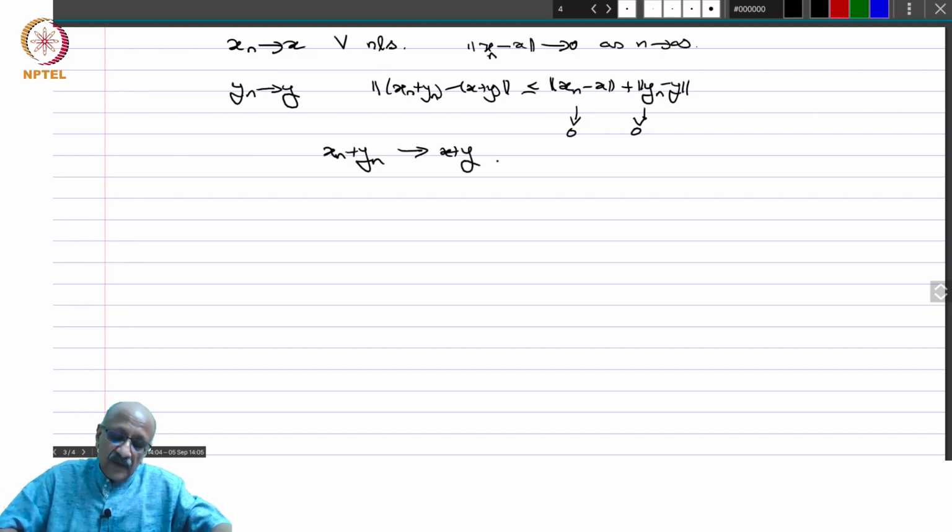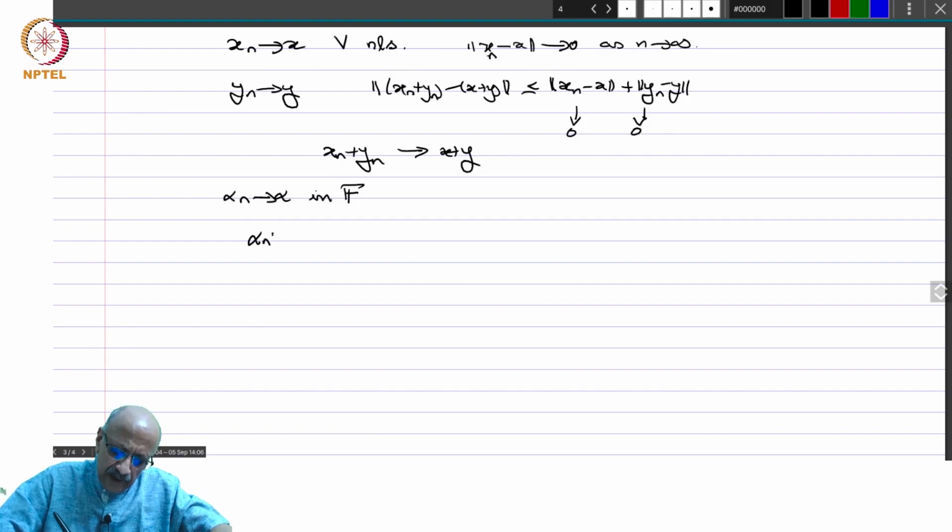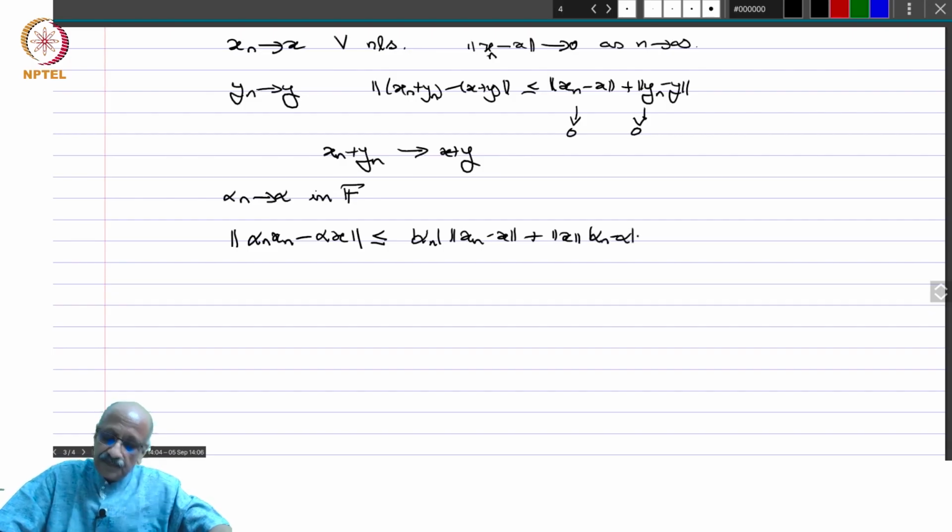So we have that vector addition is indeed continuous. Similarly, if alpha n goes to alpha in F, the basic field, which is always the real or the complex numbers, then you have alpha n xn minus alpha x. In the same way, by adding and subtracting the appropriate thing, we can write this as mod alpha n times norm xn minus x plus norm x times mod alpha n minus alpha.